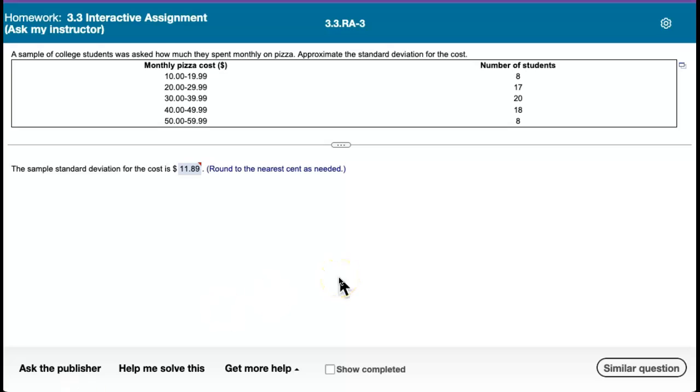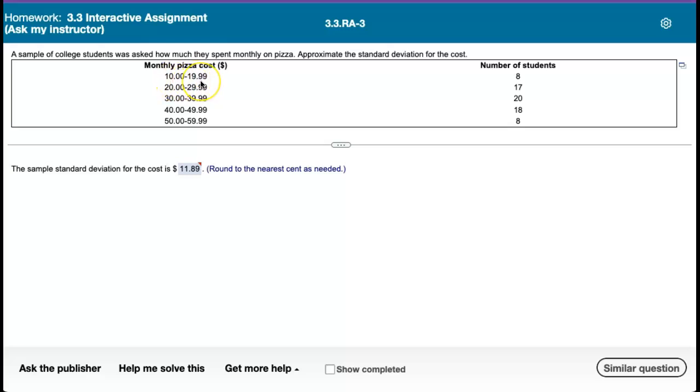In this problem, we're asked to calculate the sample standard deviation. The information that we're given is the monthly pizza cost as a list of values here for these classes. And then we're given the number of students for this particular cost. So if I were doing this by hand, I would find the midpoint of the first class.